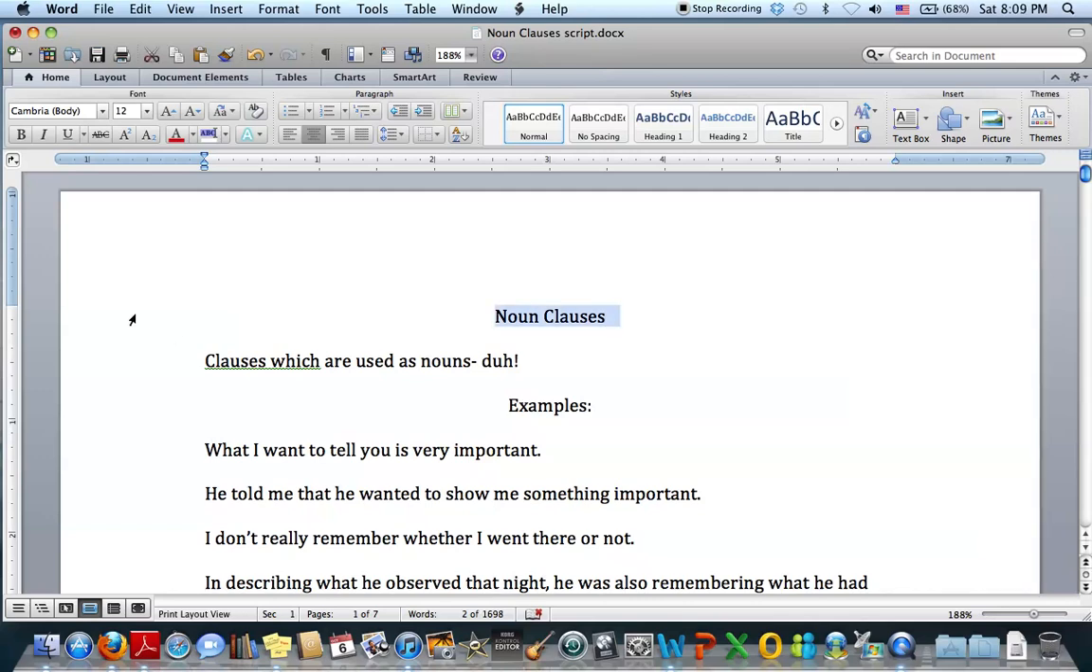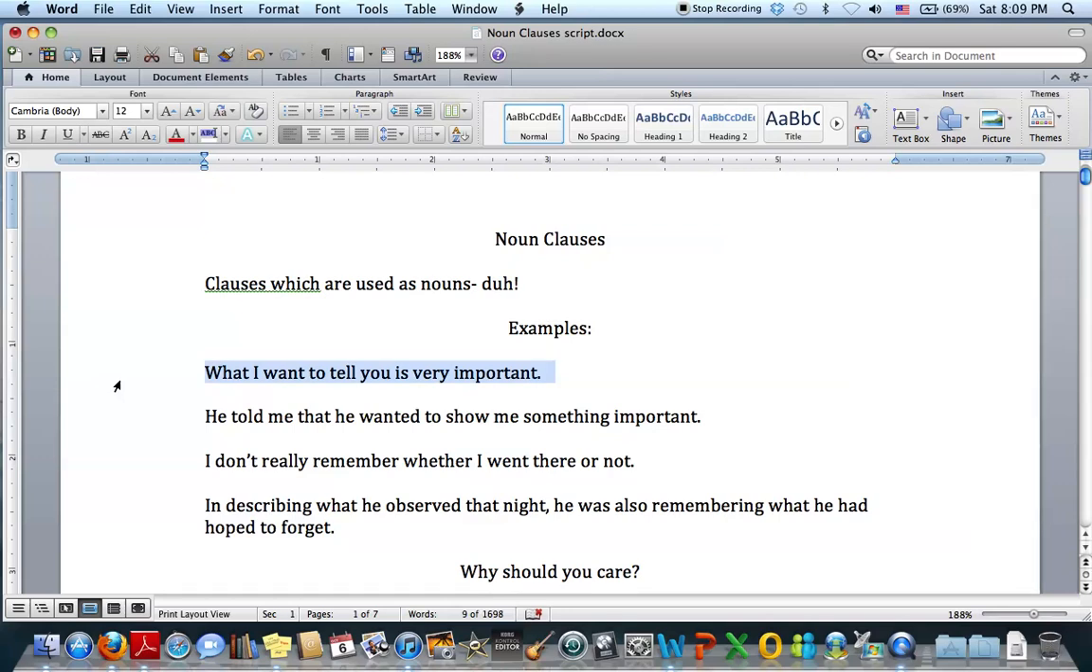So we're talking about noun clauses. And, obviously, these are clauses which can be used as nouns. Duh! Now, let's think about what that really means, though. For something to be used as a noun, it has to be able to serve as a subject, an object of a preposition, and it also has to be able to be replaced by a pronoun. That means replacing something with a word like it. So let's take a look at a few examples right here.